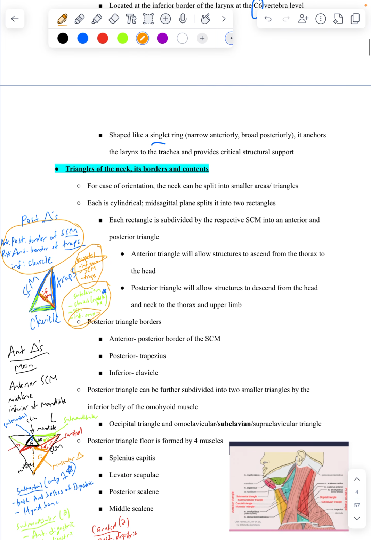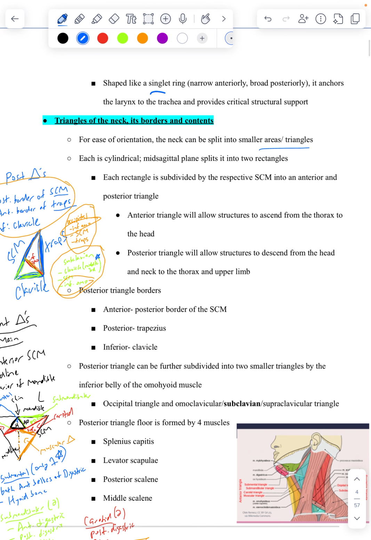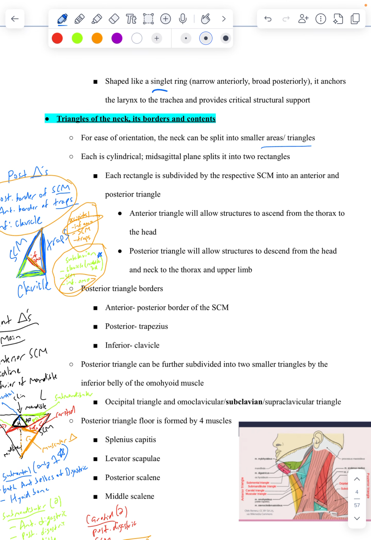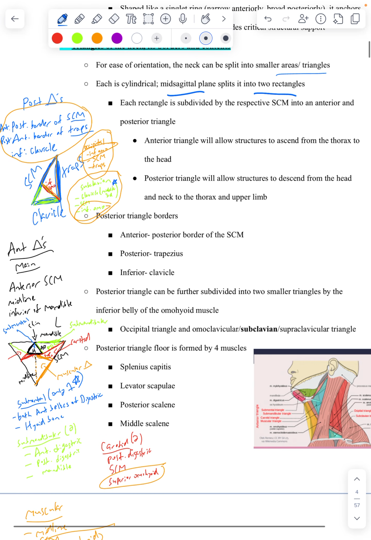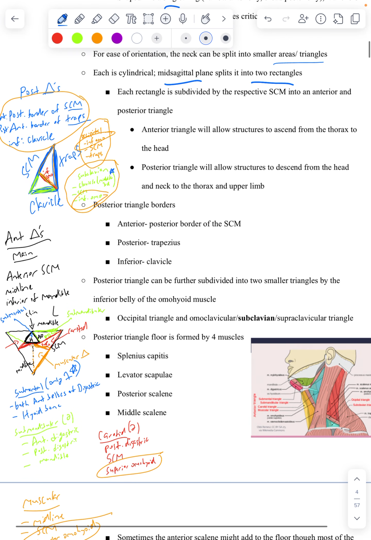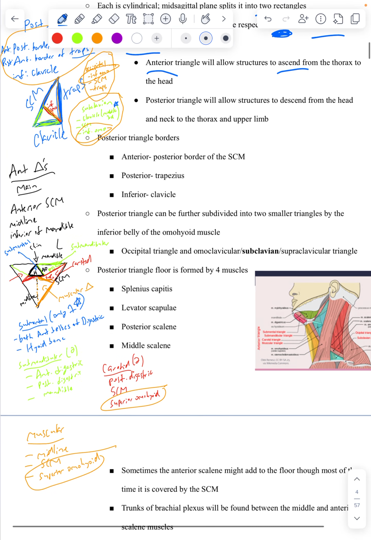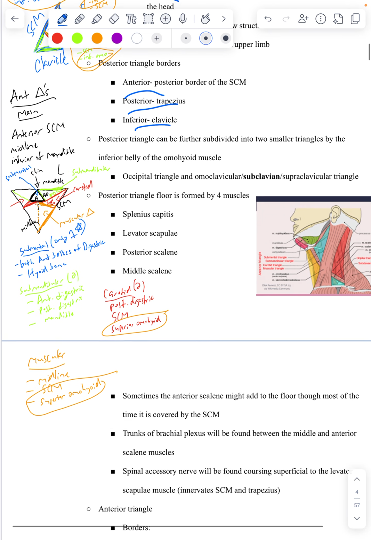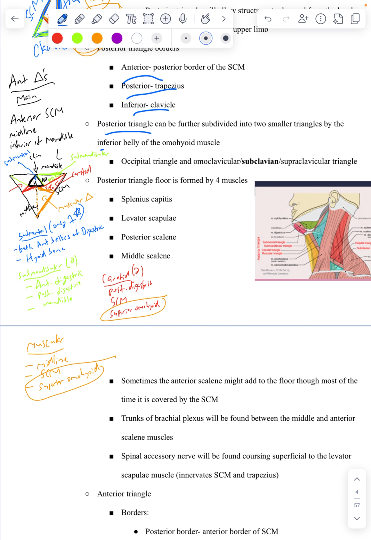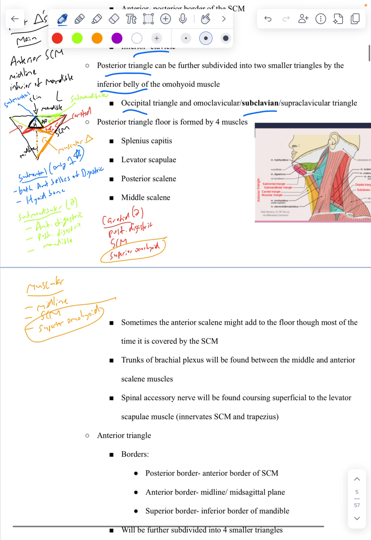So triangles of the neck, its borders and contents. You can split the neck into smaller areas, triangles. Each is cylindrical. The mid-sagittal line we'll split into two triangles, so for the right side and the left side, and then you can use the SCM. That's what separates anterior and posterior triangles. Anterior stuff will ascend, posterior stuff will be coming down. And these are all the borders we talked about. You can further divide the posterior using the inferior belly, and then they're called occipital and subclavian, the posterior.